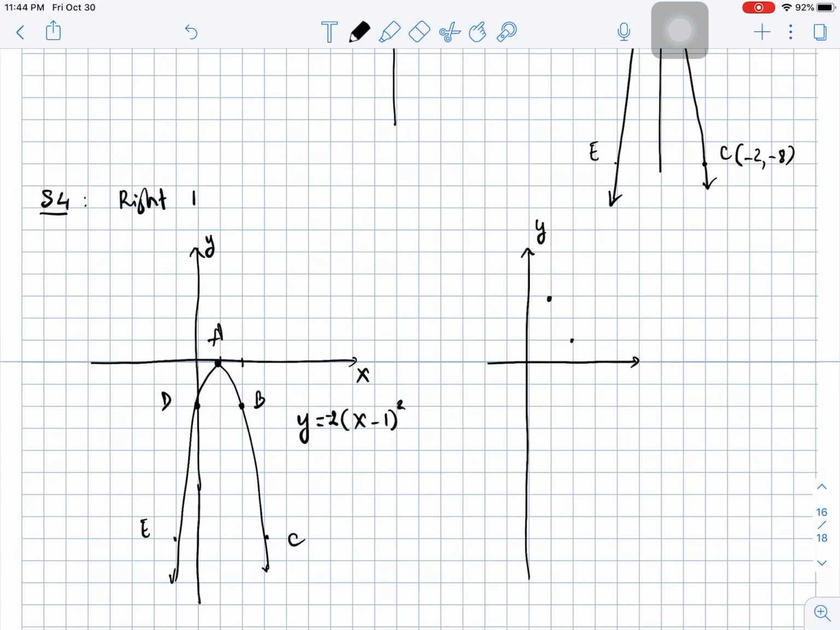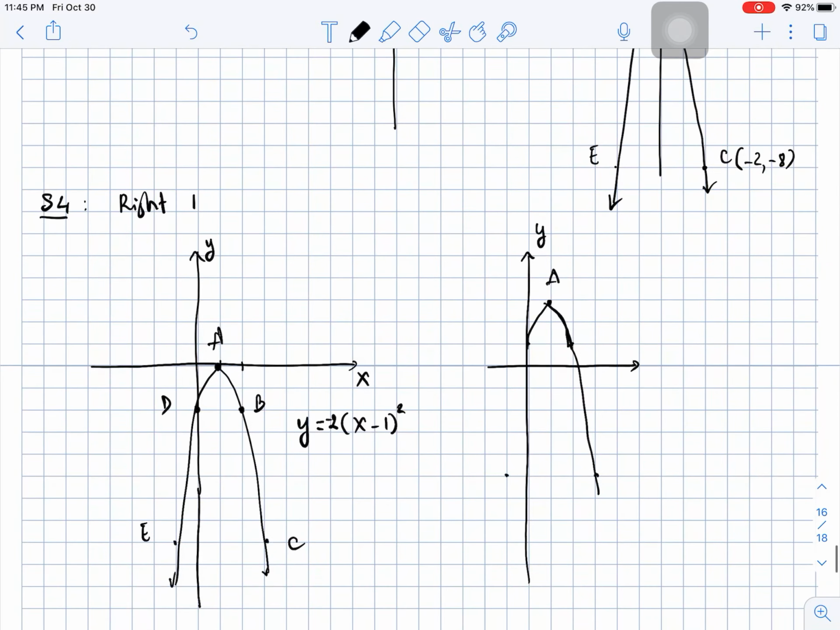And then we will move up, right? Okay, we label, so we get y equal negative 2 times x minus 1 squared, with negative 2 in the front. Now the final step, we will move up 3 units.